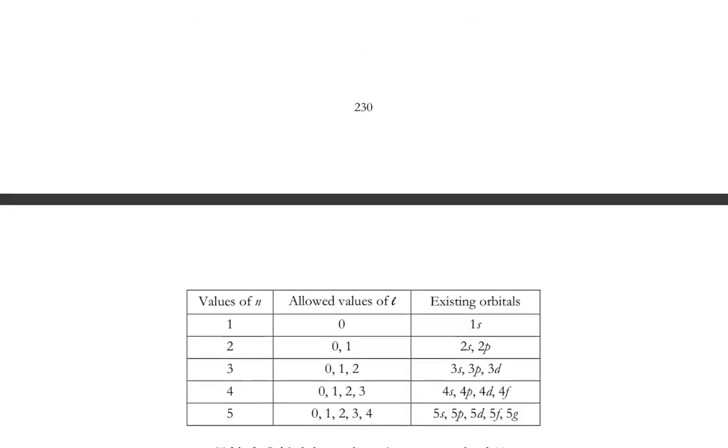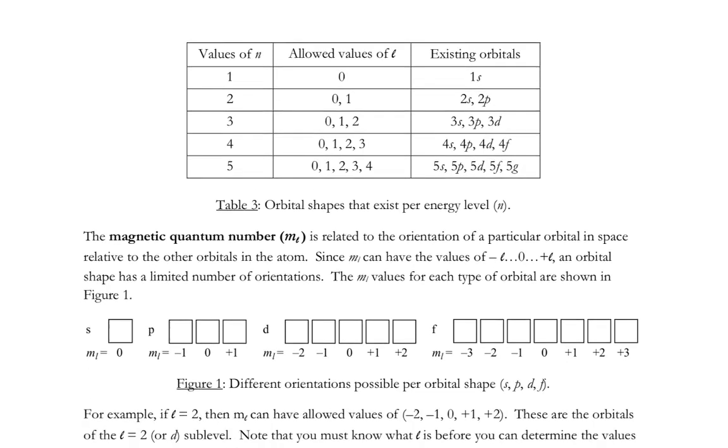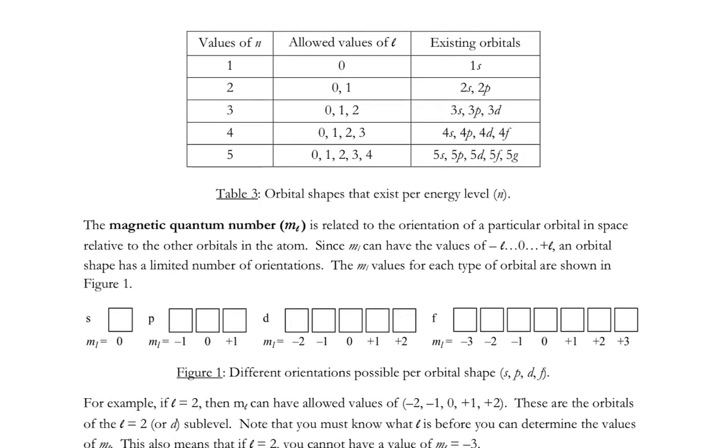In our next table, we're still pretty much working with L. For n equals 1, so we're the closest to the nucleus in an atom, the allowed value of L is only 0. And we have just one orbital there, and we symbolize it 1s. So the 1 has to do with the value of n. The s is the letter character for L equals 0.